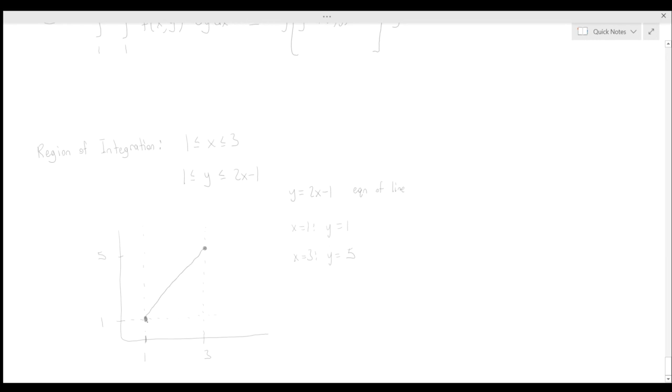And so y is bounded below by y equals 1, and then above by this line. x starts at 1 and goes up to 3. So this triangle is going to be the region of integration, okay?